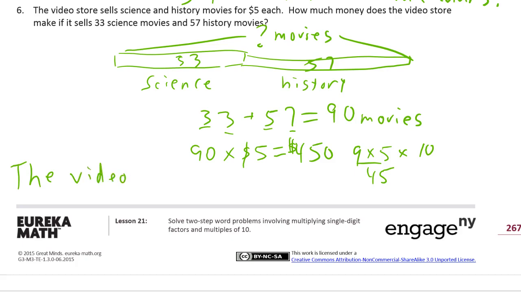The video store. There are still video stores around. Not a lot of them, but they are still around.